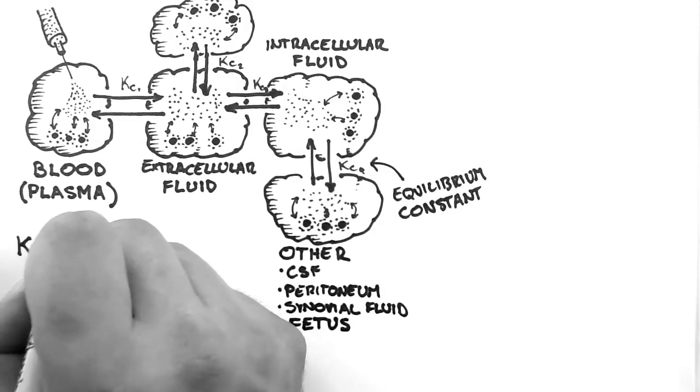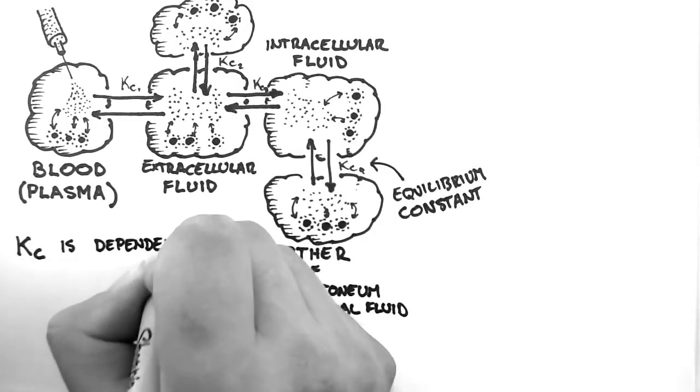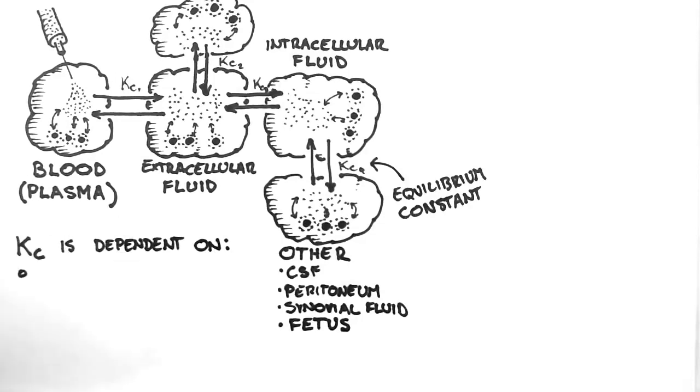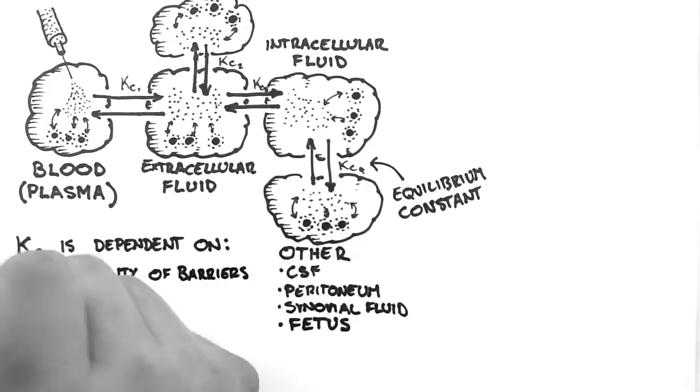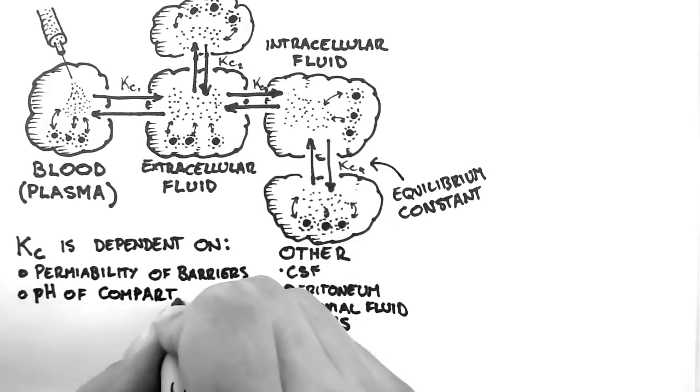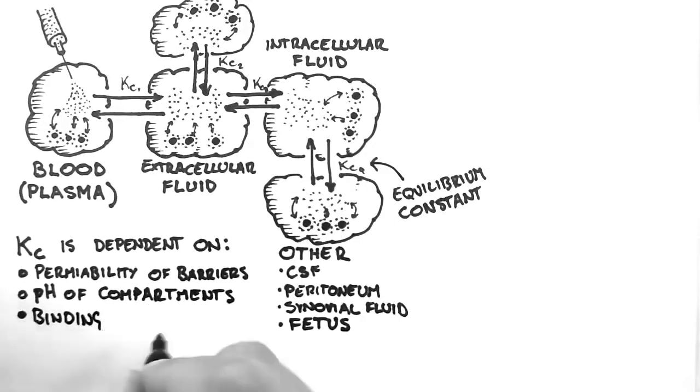Thus, I can say that the equilibrium constant is dependent on the permeability of barriers between compartments, the pH within the compartment, the binding capacity within the compartment, and numerous other factors such as the fat solubility of the drug, which is especially important for those moving into the fat compartment.